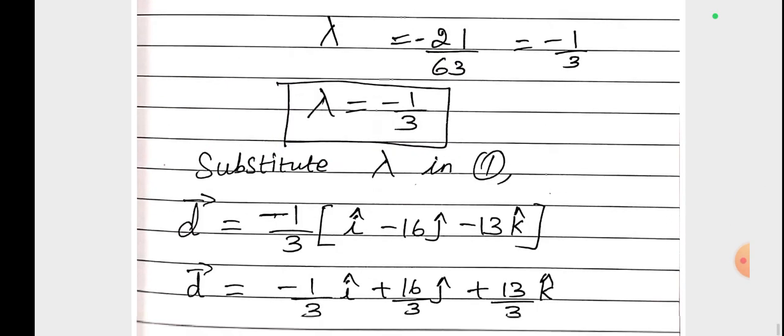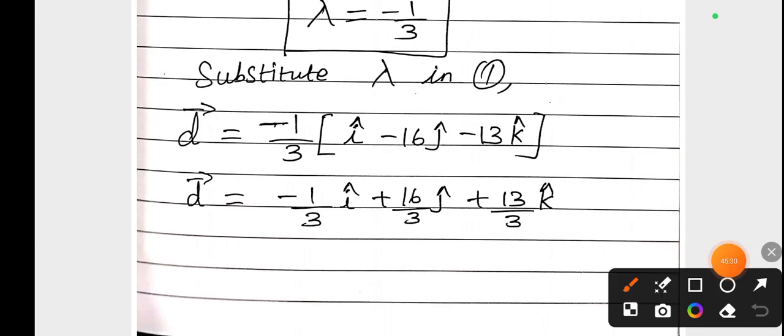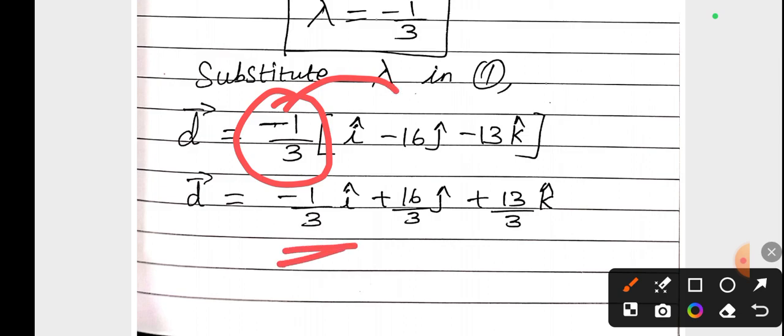Substitute it in the first equation, and you will get minus 1 by 3 into i cap minus 16j cap minus 13k cap. You can multiply inside also, children: minus 1 by 3 i cap plus 16 by 3 j cap plus 13 by 3 k cap.